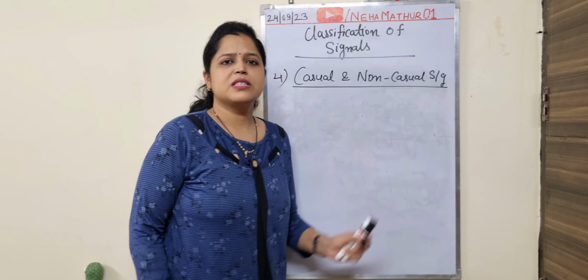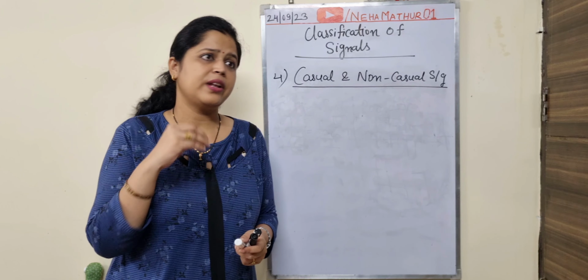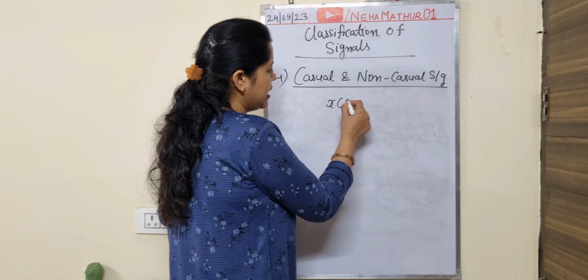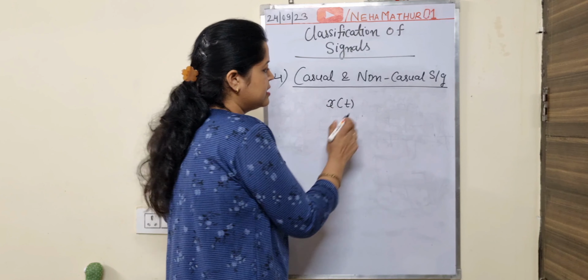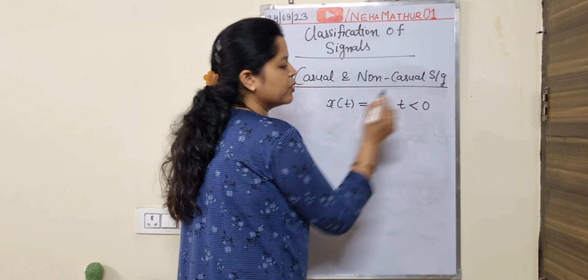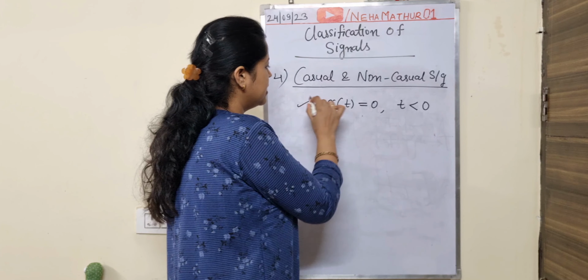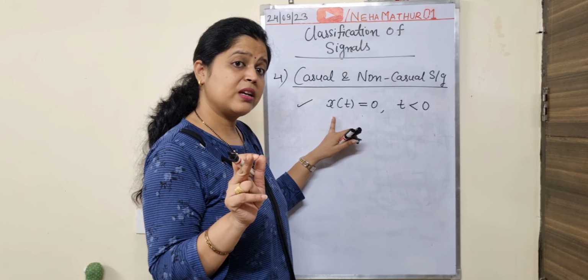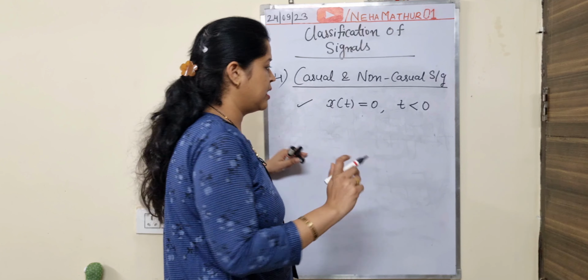A simple classification of the signal is causal and non-causal signal. You will have no need to calculate any parameter. Simply you will have a signal, and if the value of that signal is 0 for t less than 0, then this signal comes under the category of a causal signal. This is if the signal is a continuous time signal.